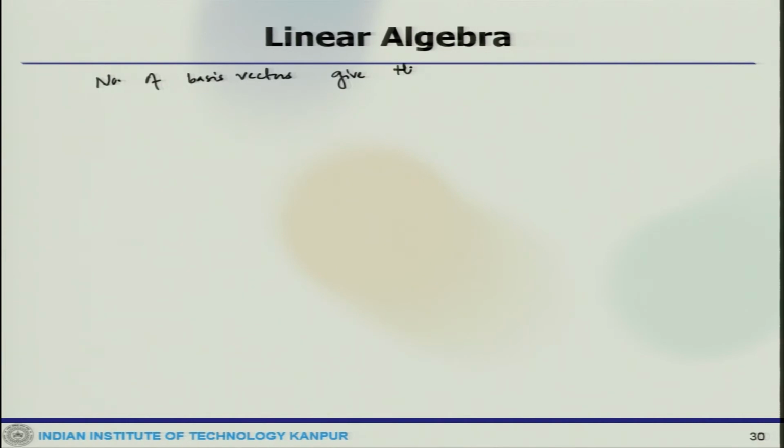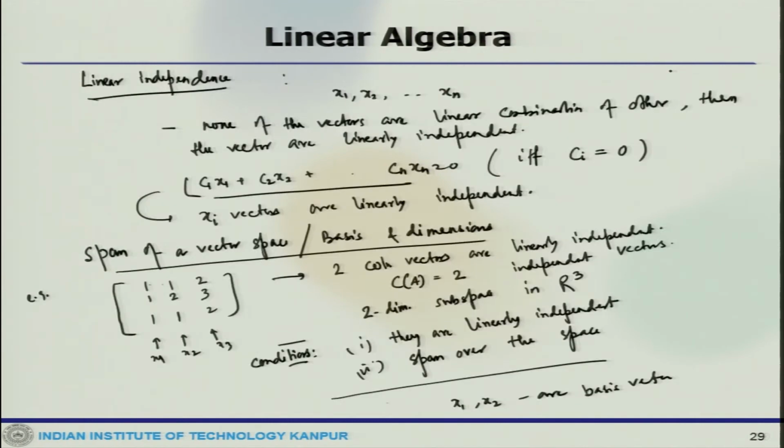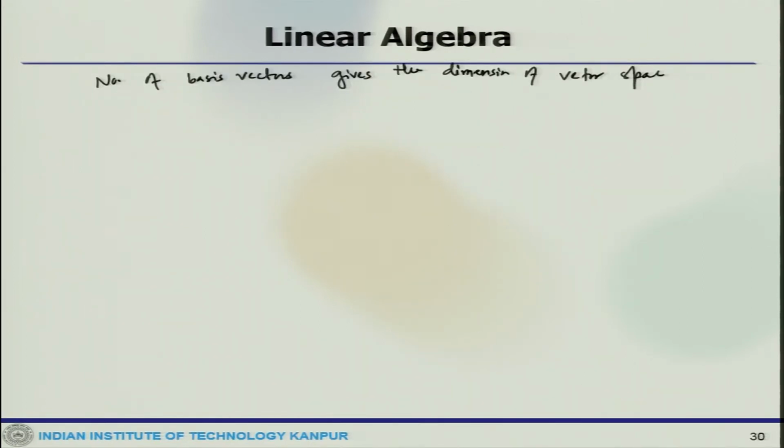give the dimension of the vector space. Same thing here, because we said that column space is a two dimensional subspace, and because the two vectors are going to be linearly independent.